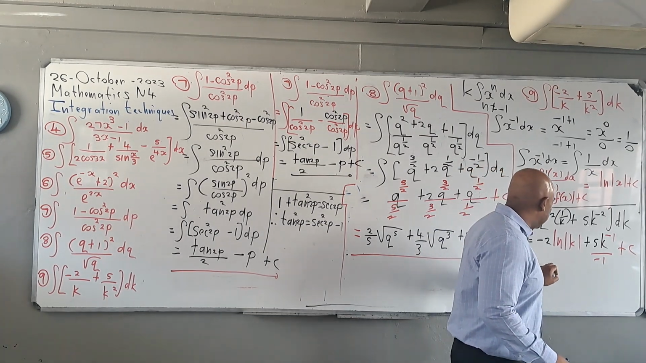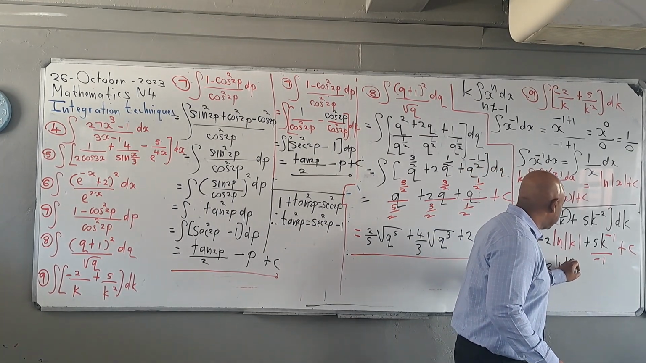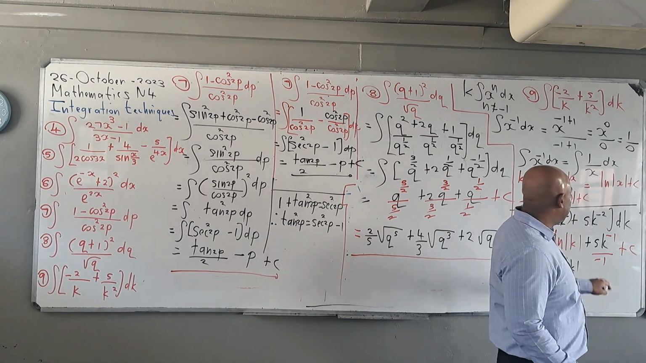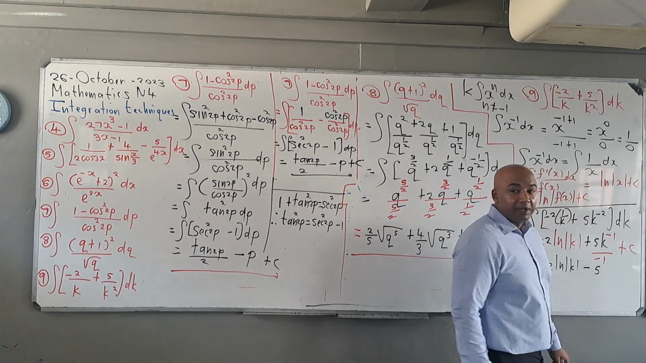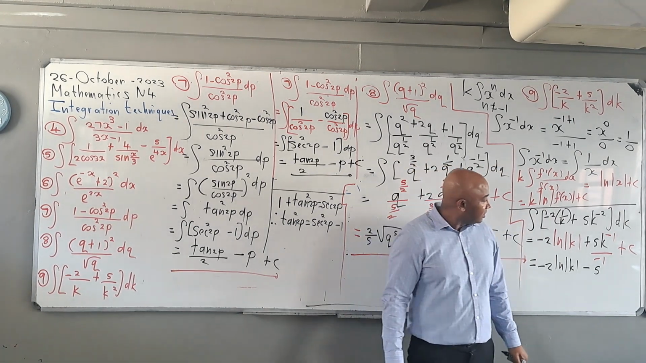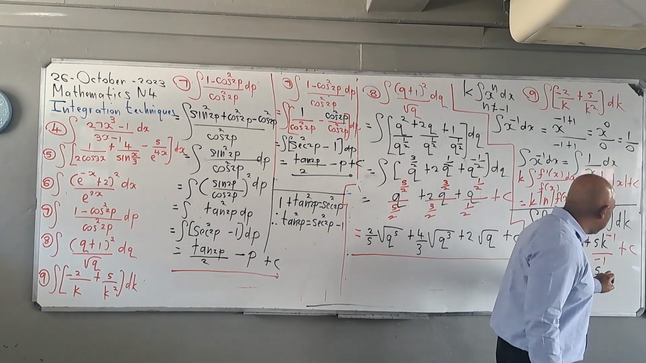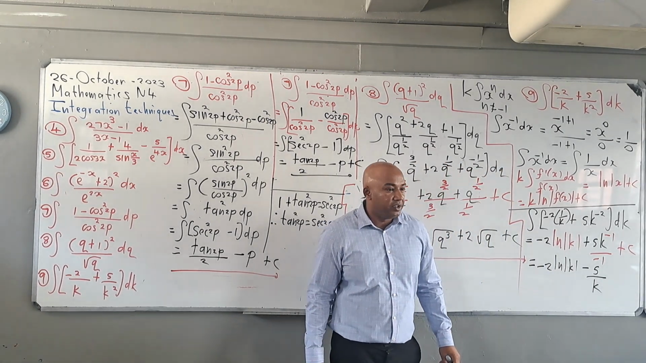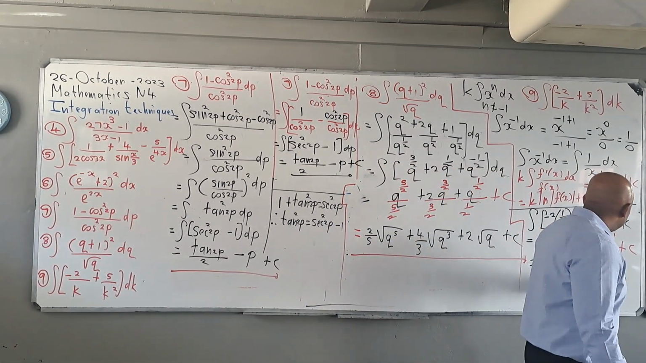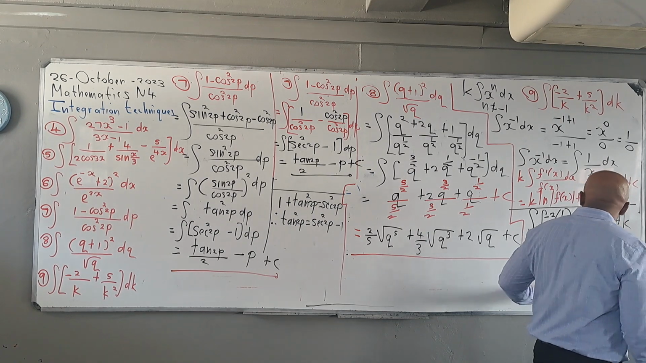So that's going to be -2 ln k. Positive divided by negative is a -5. I want to simplify this for 100%. So that's going to be k to the power -1. Take it to the bottom. It's back to k to the power +1. You can see that. Plus c.